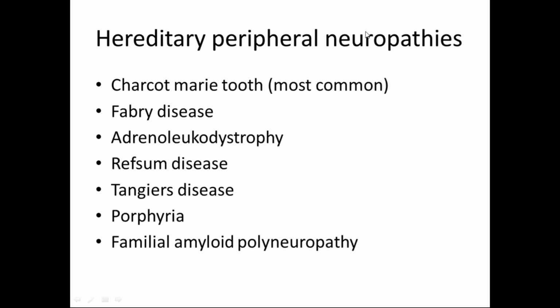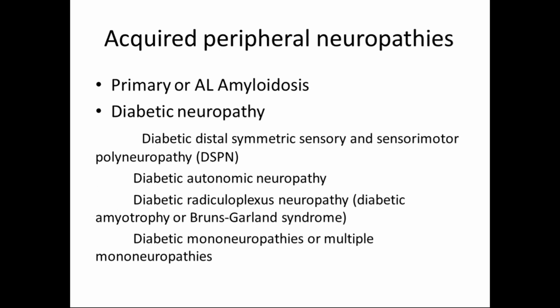So what are the hereditary peripheral neuropathies? Charcot-Marie-Tooth is the most common hereditary peripheral neuropathy. Others are Fabry's disease, adrenoleukodystrophy, Tangier disease, porphyrias, and familial amyloid polyneuropathy. Most of these are metabolic diseases which affect the peripheral nerves. Among acquired peripheral neuropathies, the primary ones are AL amyloidosis and diabetic neuropathy. Diabetic neuropathy is the most important. Nowadays diabetes is more common.